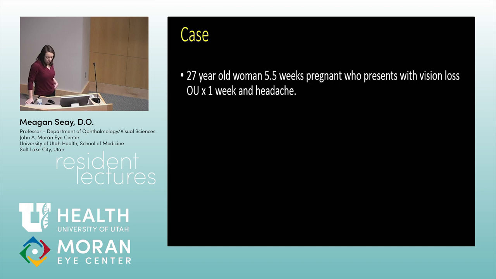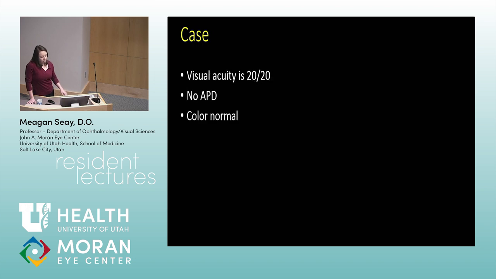So here's the case: a 27-year-old woman, 5.5 weeks pregnant. Brad, you know this patient. She came with vision loss in both eyes for 1 week and a headache. What are you concerned about right now? What are you really concerned about in a pregnant lady with an acute onset headache? That's a good one. Venous sinus thrombosis, a hypercoagulable state. So this is her exam: 20/20 vision, no APD, color is normal.